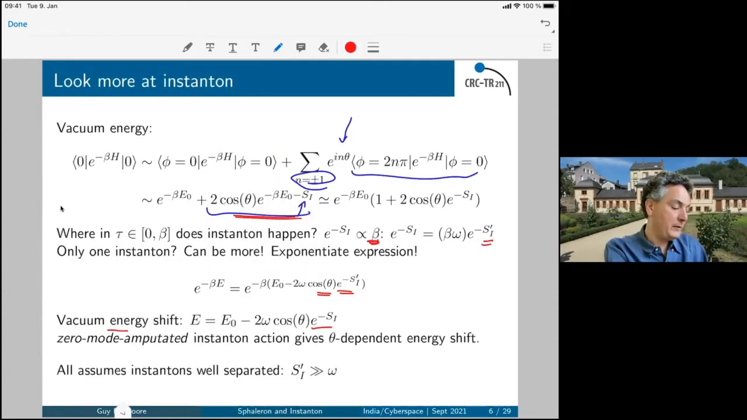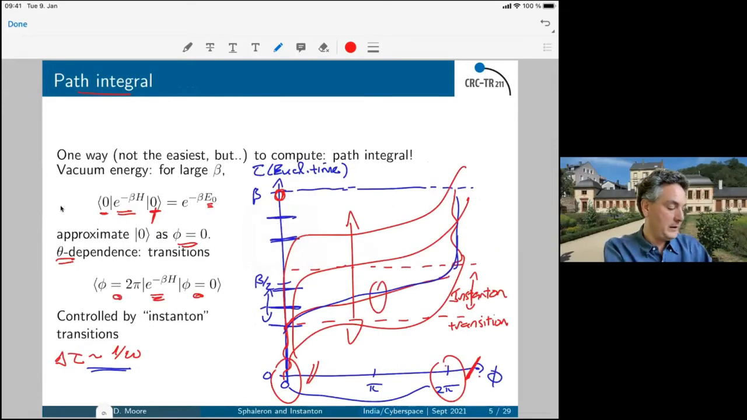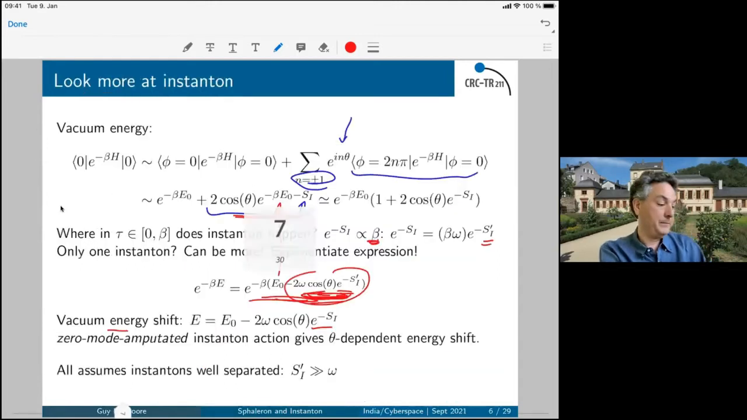And the size is given by the zero mode amputated instanton action. Okay. This calculation actually, when I write this as an exponential, the first term is the thing we had here. The second term, when I expand this exponential, is an expression where I have two of these transitions. It can go over, and then it can go over again to 4 pi, or back to 0.